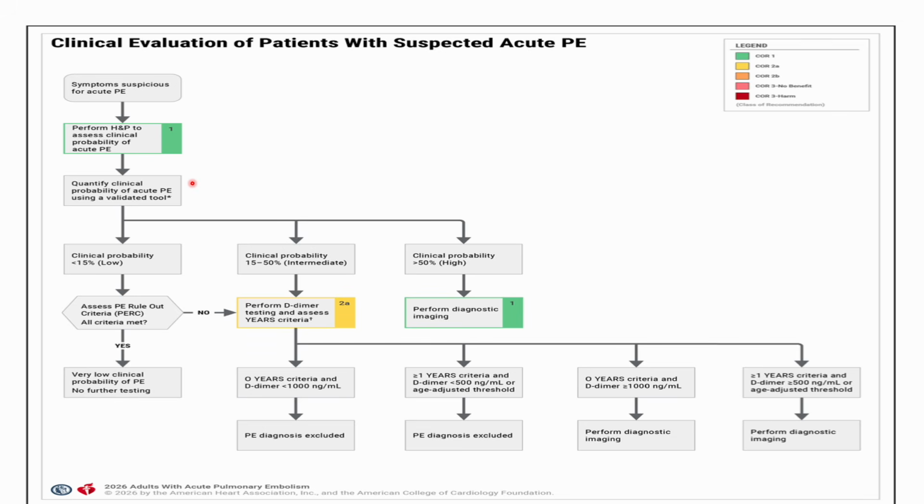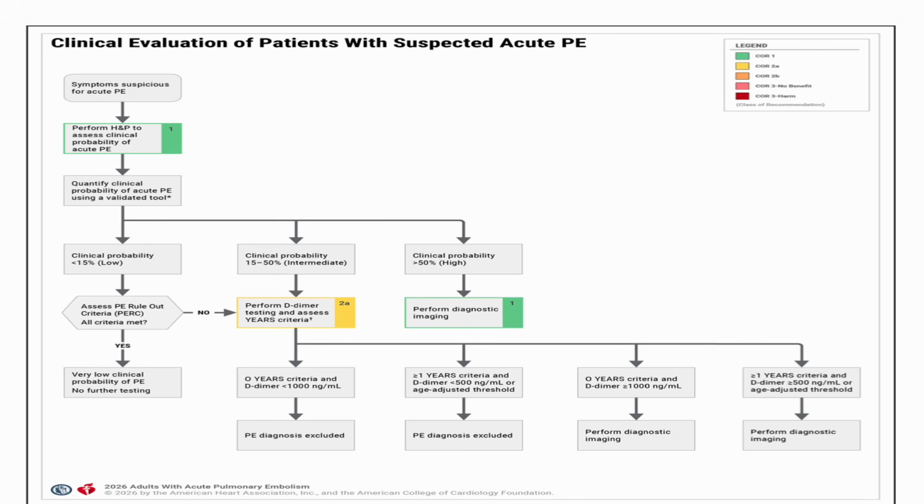We also quantify the clinical probability using validated tools, which we will be talking about. Based on the probability, we derive low, intermediate, and high probabilities, which then further give us the pathway to include or exclude PE as our strong differential, and on the basis of this, perform further testing.